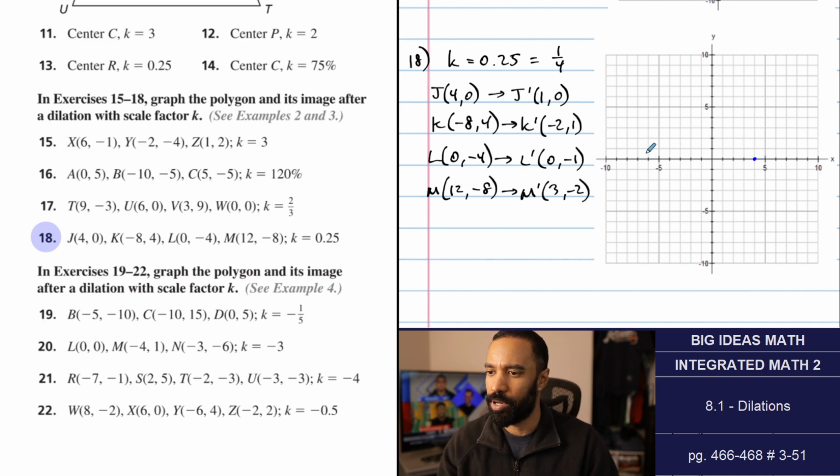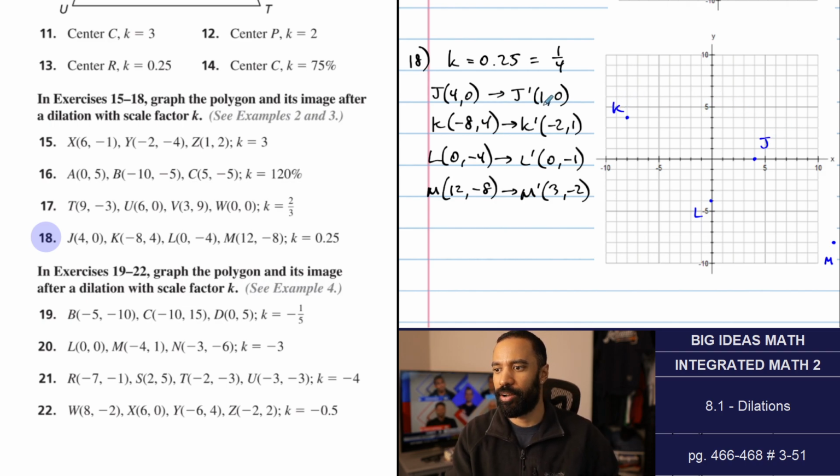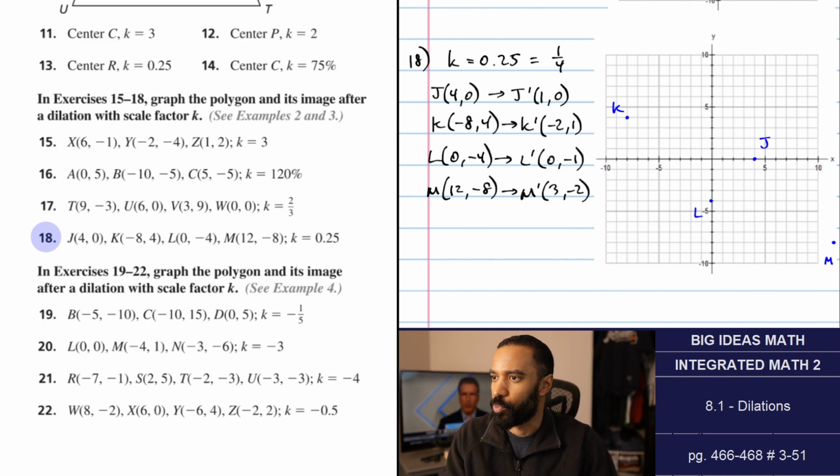So 4, 0, -8, 4. 0, -4. And 12, -8. 11, 12. It's really going to be pushing toward the edge of the screen there. So that's M. This was L. And K and J. Kind of parallelogram-esque, or rhombus-esque even. I don't know if it is one. They're not asking. They are asking for you to reduce it, though, and we're going to plot those points. We already got the numbers. We just got to plot them.